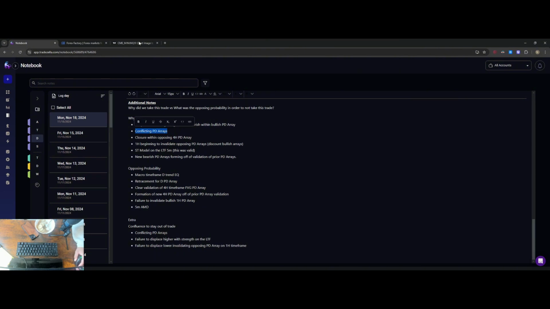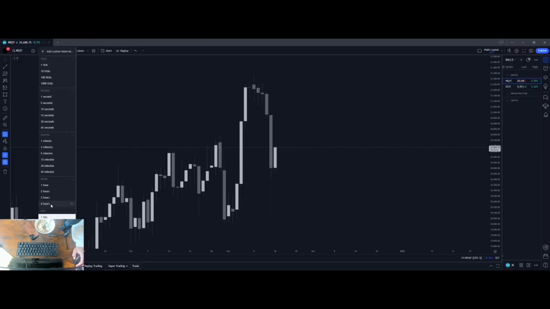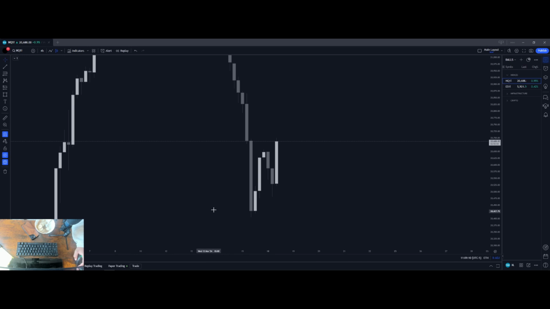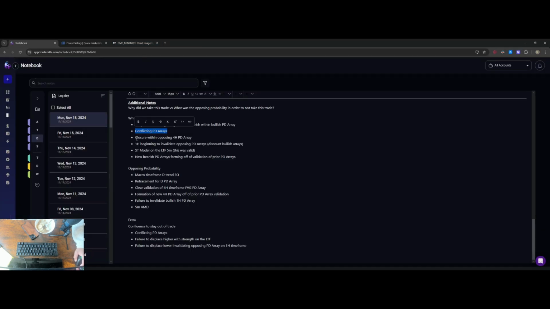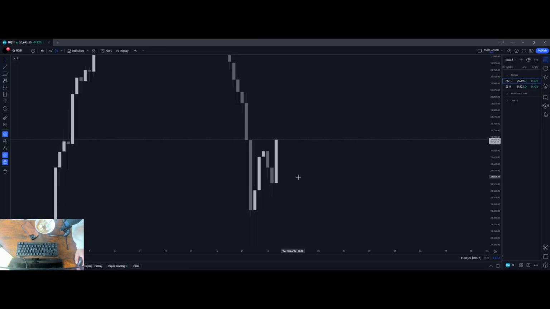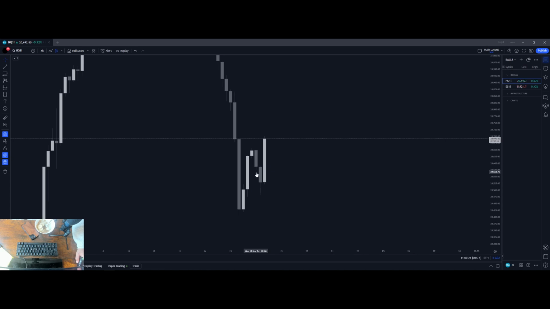This right here already showcases 50-50 price action, but yes, we did have conflicting PD arrays. If we go on the 4-hour, right here and even right here and right here, conflicting PD arrays, and even right here that we formed. So conflicting PD arrays, closure within opposing 4-hour PD array. What does Lonnie mean by this? Same thing as the daily. We close with a body close within this 4-hour bullish PD array, showcasing to me possible bearish trade bias and the beginning of invalidating this bullish PD array.